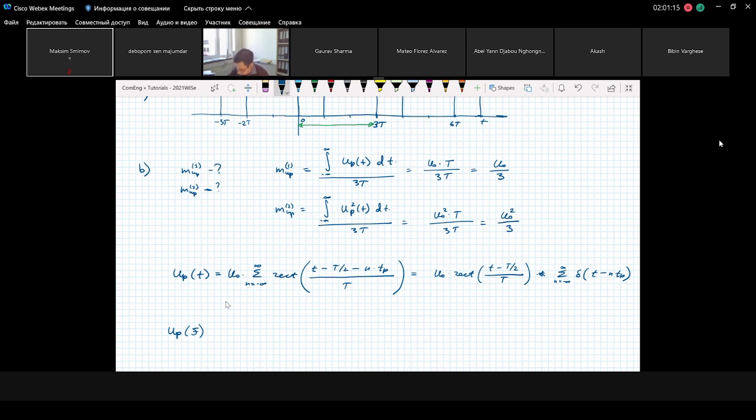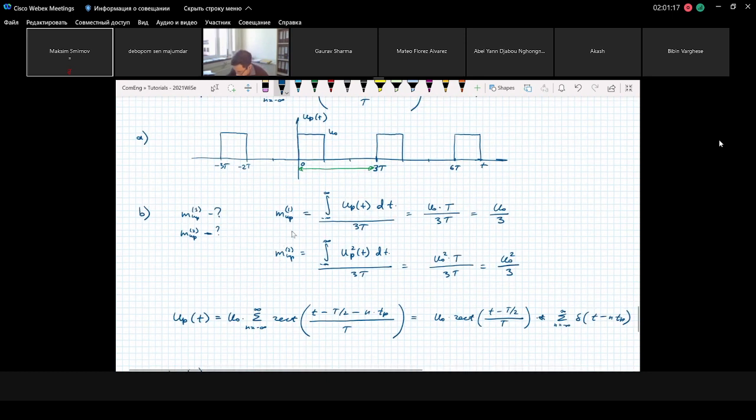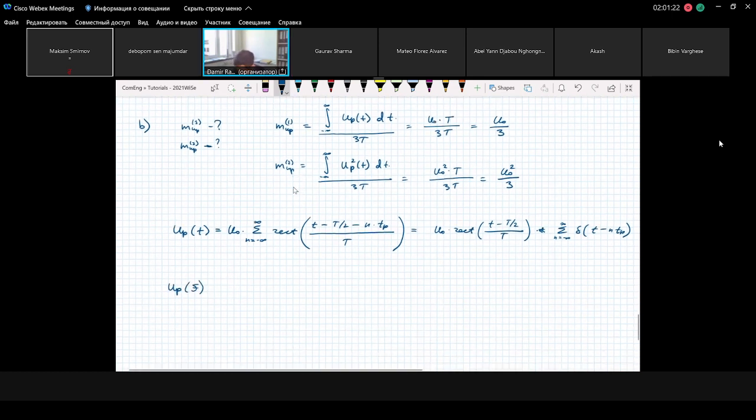Another option is to calculate the autocorrelation function, and then calculate the Fourier transform of the autocorrelation function. But let's calculate it directly. The task doesn't ask us about the autocorrelation function until after we calculate the power spectral density, and that already implicitly tells you which way of calculating the power spectral density to use.